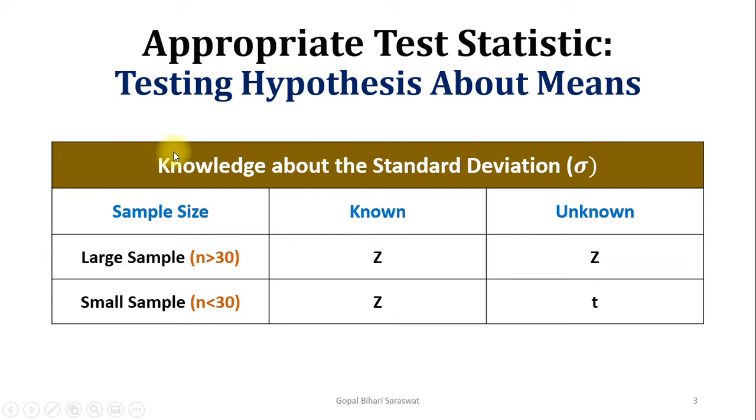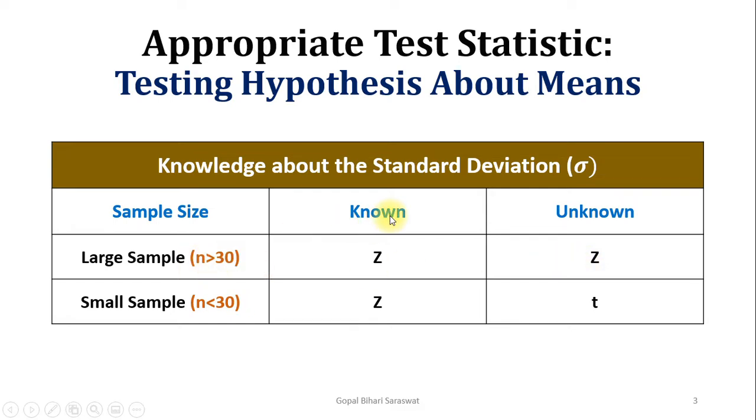you have a population and from that population you will select a sample. The first thing you identify is whether you are aware of the standard deviation of the population, whether it is known or unknown to you. And second, what is your sample size? If your sample size is greater than 30 and you are aware of the standard deviation of the population, you use z-test. Greater than 30, population standard deviation known, you use z-test. If it is unknown but your sample size is greater than 30, still you use z-test.